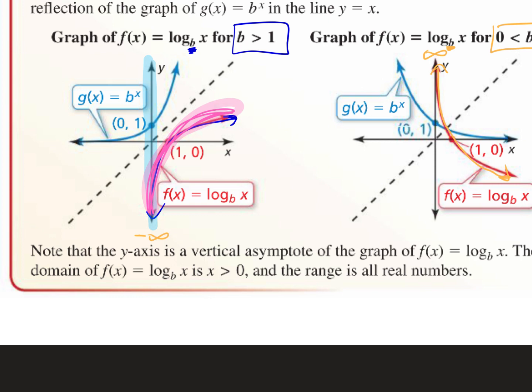And then also we want to know that the domain of our graph, depending on what this x is, so it might be like x plus 1 or just x, we would set that greater than 0. And then the range is always all real numbers.